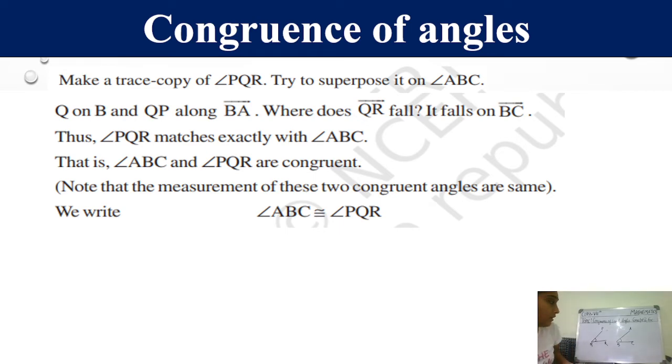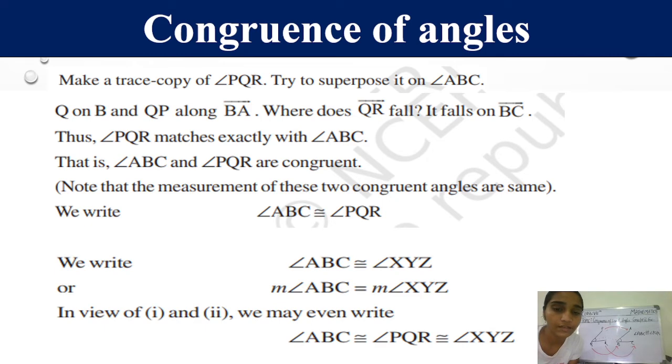Yes, because point P will be lying exactly on A, it will superimpose. Point Q will be lying exactly on B, and R will be lying exactly on C, and the angles will lie exactly on each other. So in this way, we can write that angle ABC is congruent to angle PQR. They will be congruent to each other.